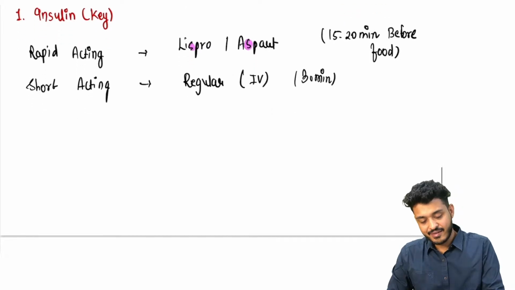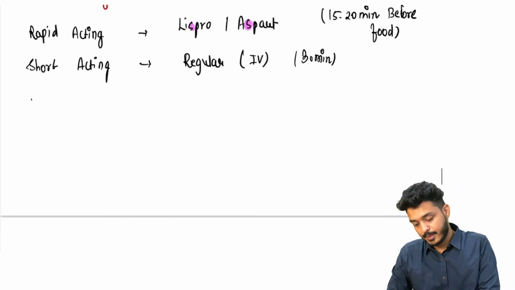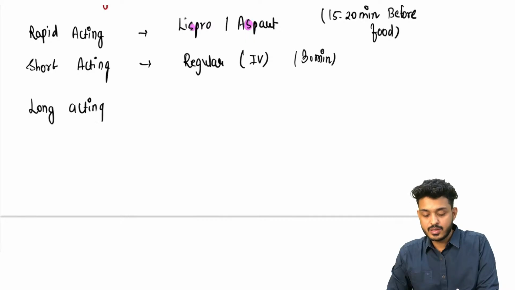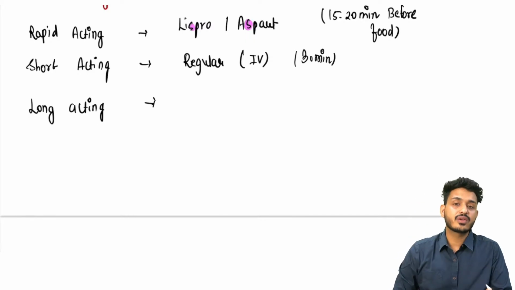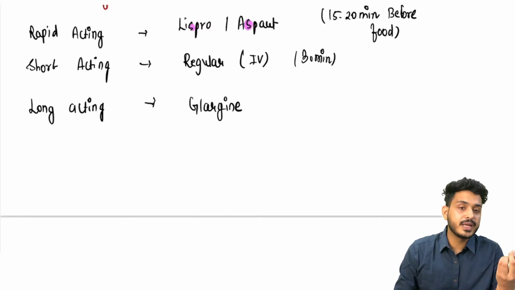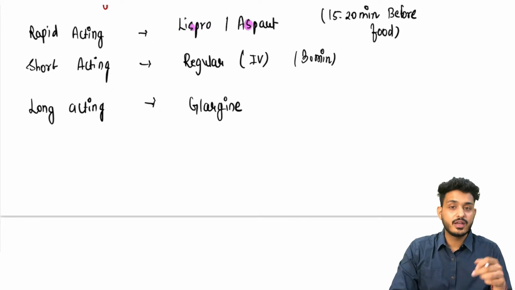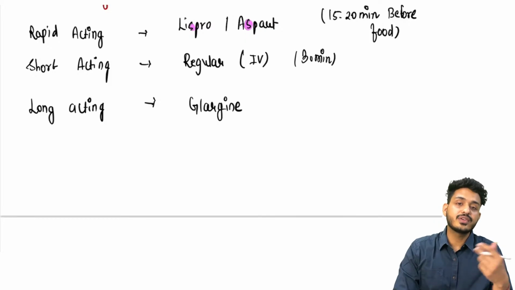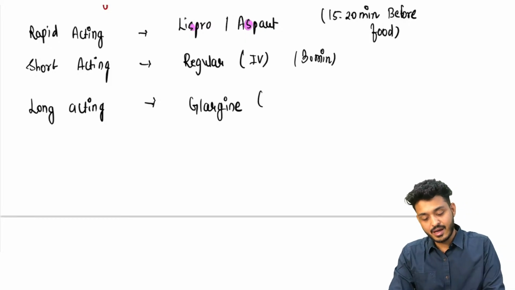Then we are having long acting insulin. These are going to be long acting insulin, glargine. Glargine, you can remember, glargine. These are going to work for like a complete day. That means if you give it today at 8 p.m, this one will be working till tomorrow 8 p.m, so it will be having a half-life that is going to be approximately around 24 hours.